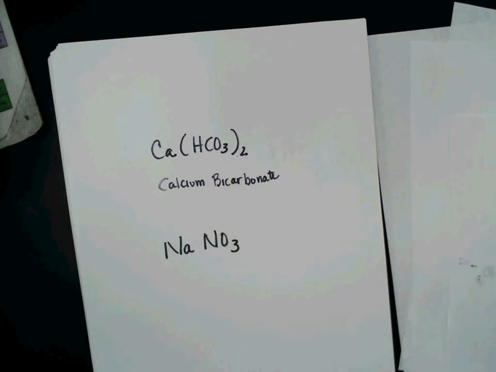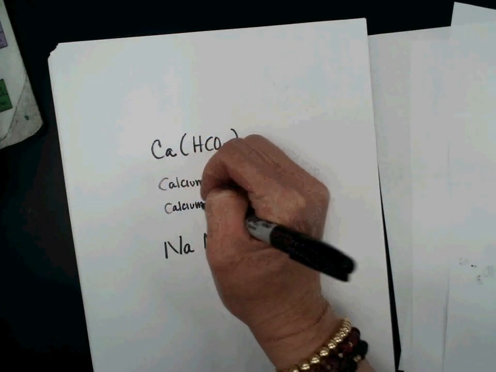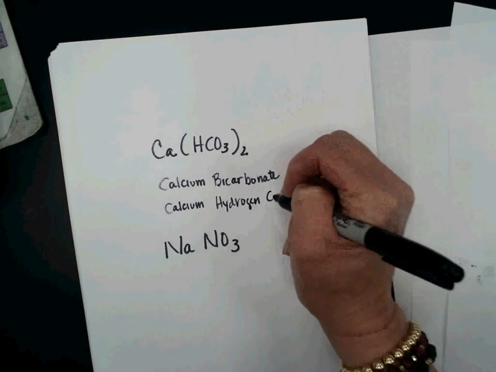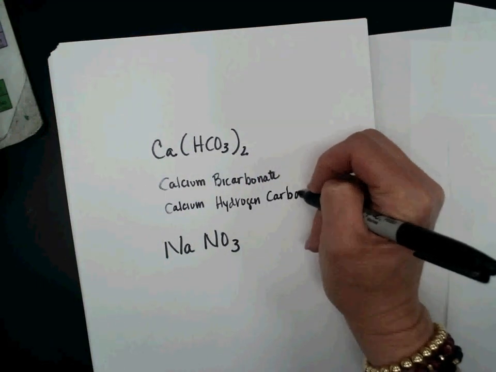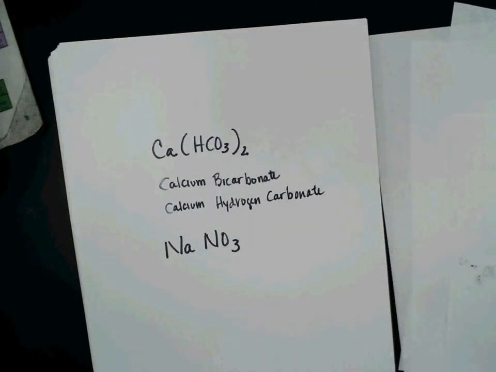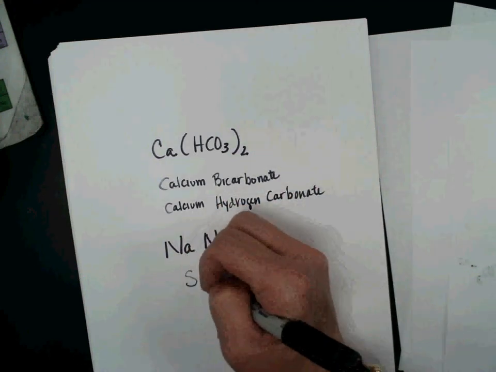Okay, so here's my question. This is important. What else could I call this? Hydrogen carbonate. Yes. Don't let that confuse you. This could be calcium hydrogen carbonate. It's an ion that has two different names. Be sure you know them both because I'll put them both on the quiz somehow.